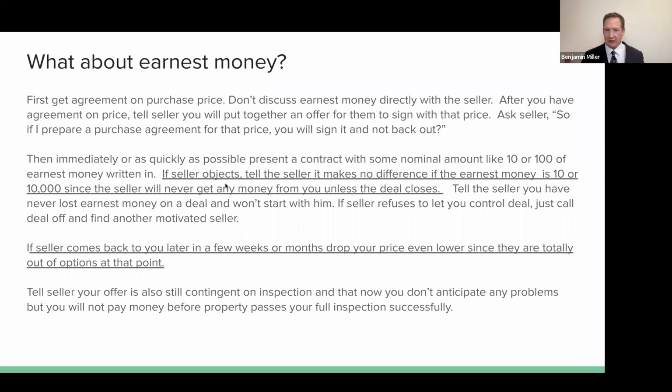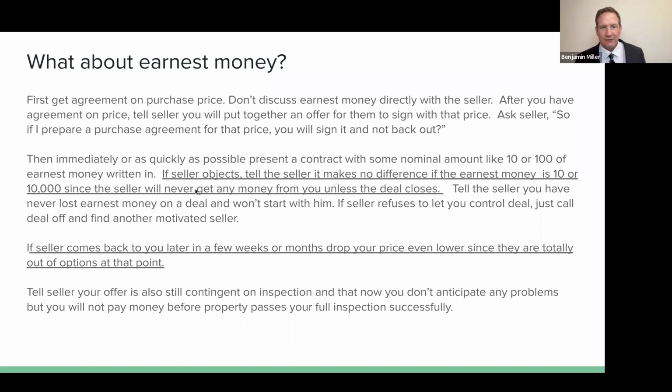And then sometimes the seller, especially those that are more experienced, they'll say, hey, listen, what are you talking about? $10 for earnest money? That's ridiculous. I mean, I talked to my friend, and earnest money should be like 5,000. Why did you write in 10?